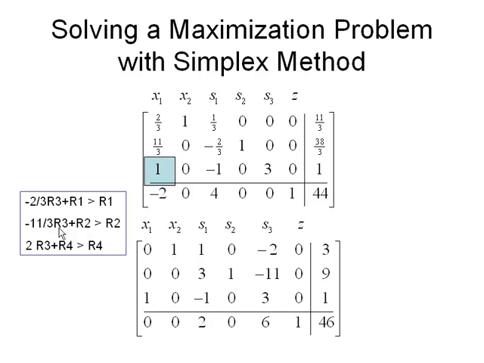-11/3 times row 3 plus row 2, put the result in row 2. That puts the 0 in the second row of the pivot column. And 2 times row 3 plus row 4, put the result in row 4. That puts the 0 down in the very bottom row. If I do all those row operations to the rest of this matrix, I get the matrix that you see here, and notice that now my indicators are all positive. That tells me that I've found the optimal solution.